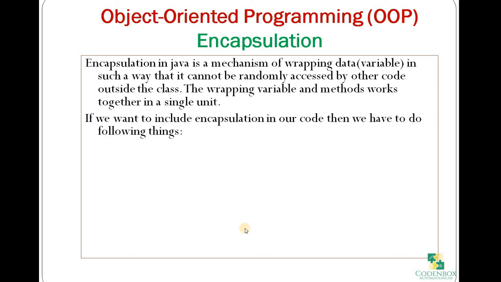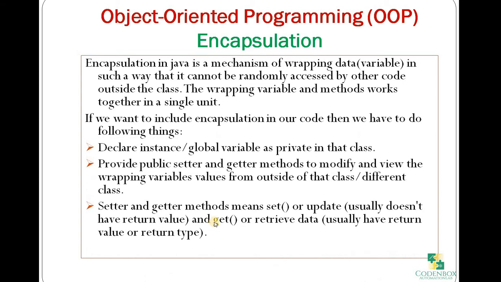So if we want to include encapsulation in our code, then we have to follow some pattern, some standard steps. What are those? Here it is. Declare the instance or global variable as private in that class. For example, as I said, if you want to wrap or hide some variables, like in the banking sector, the variables that hold the account number, those are global variables, but to hide them, we have to declare them as private variables so that nobody can get direct access.